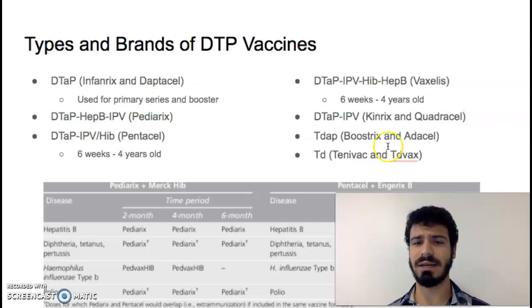And then there's the Tdap and then the Td, which are used after 6 years of age, so for people 10 years and older.